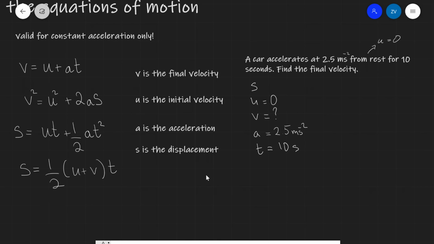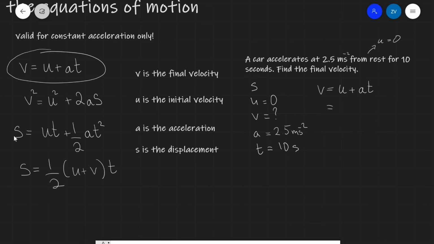Now, all we need to do is look at these equations and see which one will be linking all 4 of these quantities. A quick inspection shows that the only equation that can link all 4 of these quantities is the first one, v is equal to u plus at. So let's do that. v will be equal to u plus at.